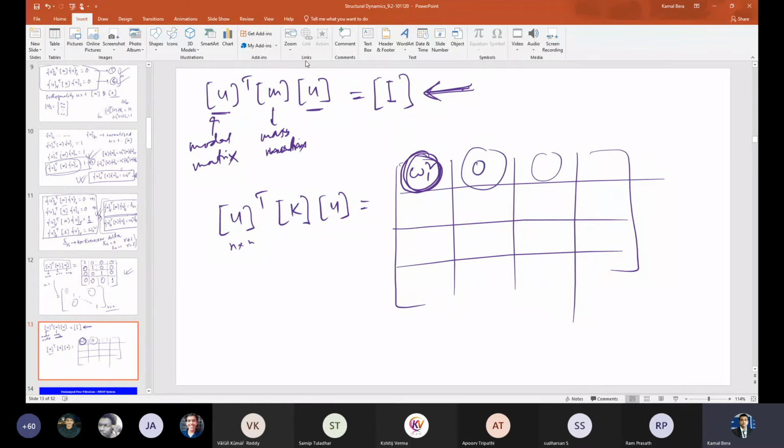And there will be a diagonal matrix with omega 1 square, omega 2 square, omega 3 square, omega 4 square, and so on and so forth for the n dimensional case, omega n square, all others 0, due to that powerful property, the orthogonality of the mode set. And what is this? That is a spectral matrix, right?